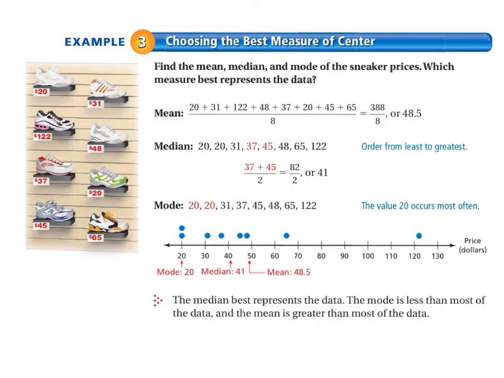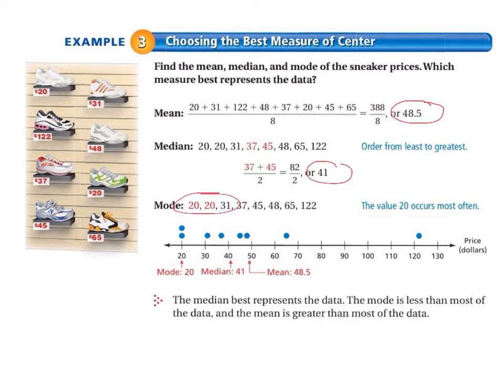In example 3, we're asked to choose the best measure of center. So it says find the mean, median, and mode of the sneaker prices, and it asks which measure best represents the data. So after finding the mean, it's 48.5, and the median is 41, and the mode is 20 because that occurs the most often.